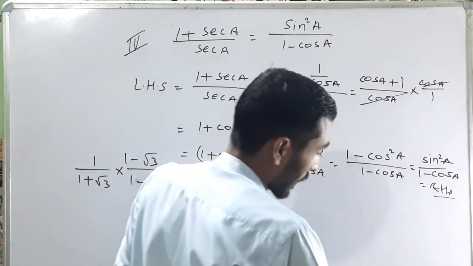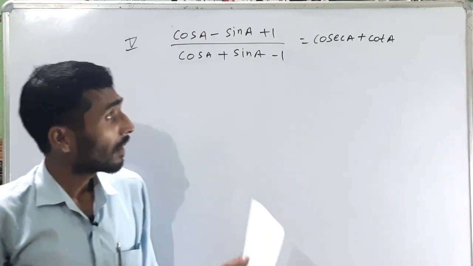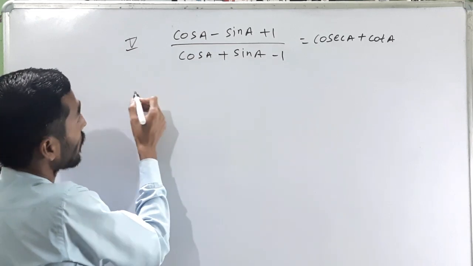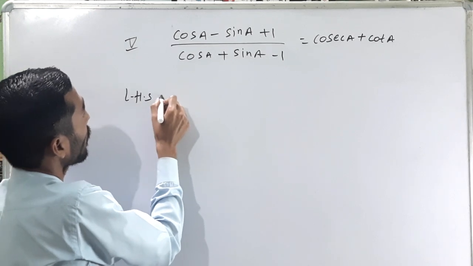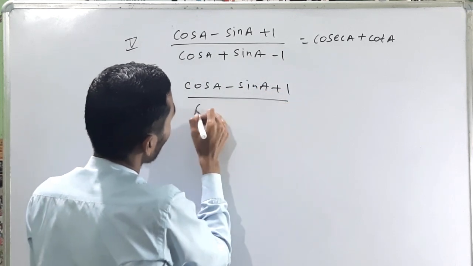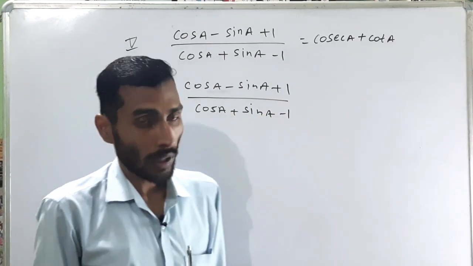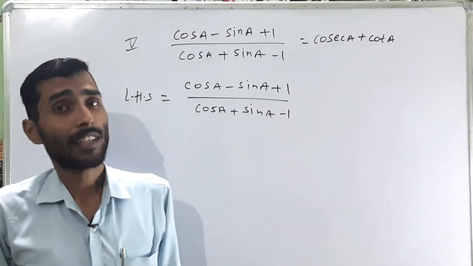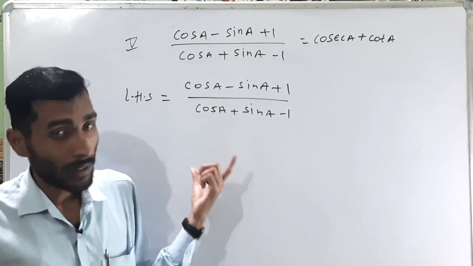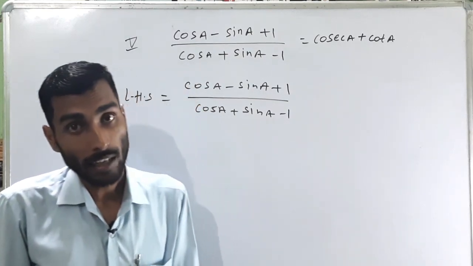Okay, so now we'll see the next question. Look at this. In such type of question, where there are three terms in numerator and denominator, we have to create a situation where we can do (A plus B) into (A minus B). For that there should be such a situation in both numerator and denominator, like A plus B and A minus B.